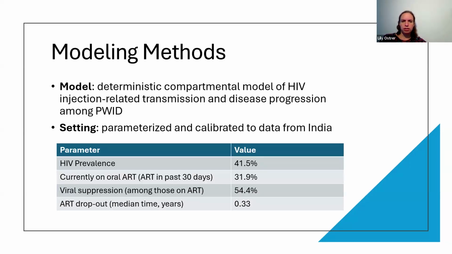We developed a deterministic compartmental model of HIV injection-related transmission and disease progression among people who inject drugs. Then we parameterized and calibrated the model to data from India that was collected by Dr. Solomon's research group. We calibrated the model to an HIV prevalence among people who inject drugs in India of 41.5%, current ART use of 31.9%, and a viral suppression rate of 54.4% among those currently using ART. Among those who initiate ART and then don't continue, the mean time to dropout is about a third of a year, or 4 months.